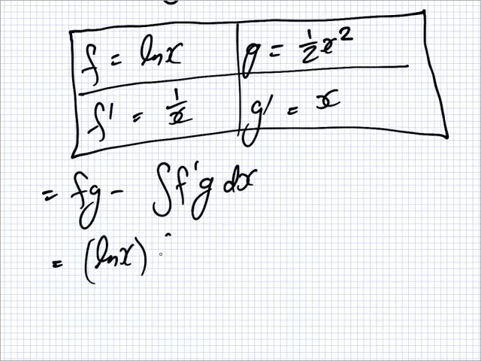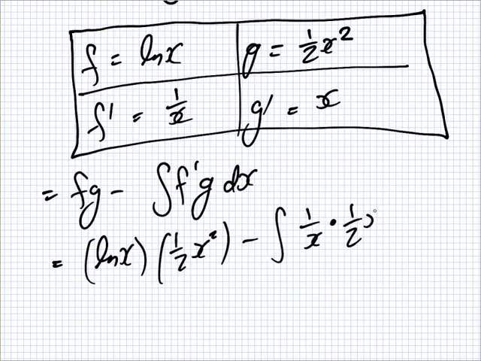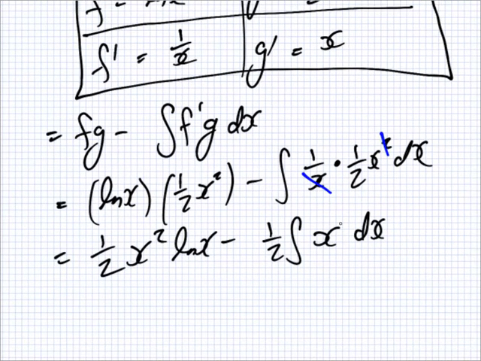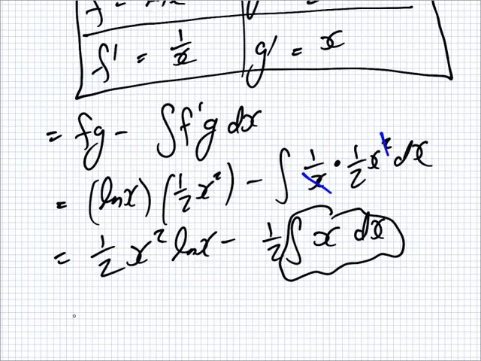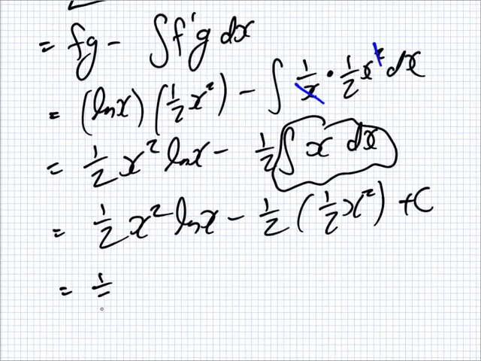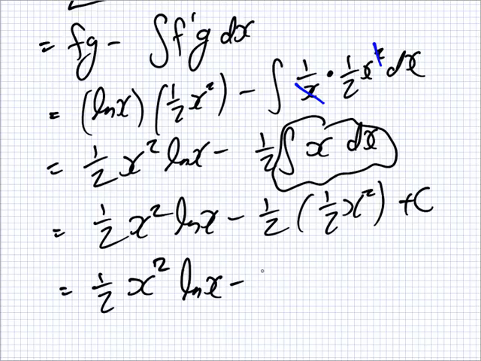Log x times a half x squared minus 1 over x times a half x squared. So that's a half x squared log x minus a half integrate x, because, of course, the x will cancel the square here. And that's easy to do here. A half x squared log x minus a half x squared plus c. So finally, a half x squared log x minus a quarter x squared plus c.